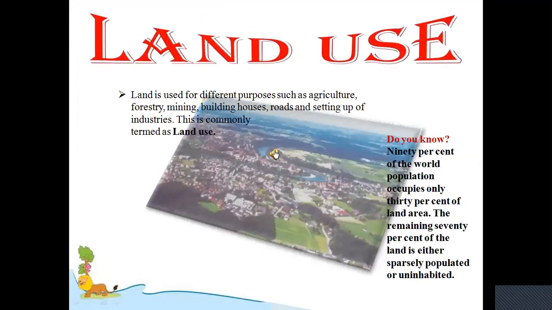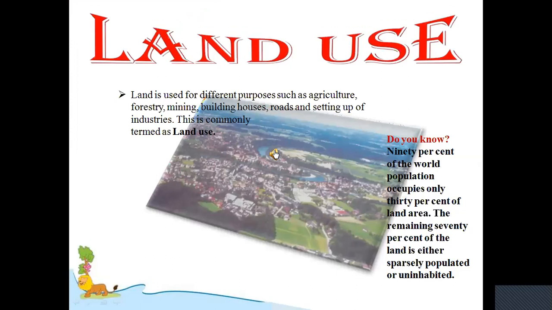Now let us understand what is land use. As you all know, land is used for different purposes such as agriculture, forestry, mining, building houses, roads, and setting up of industries. This is commonly termed as land use. Now list out the different ways in which you and your family use the land.